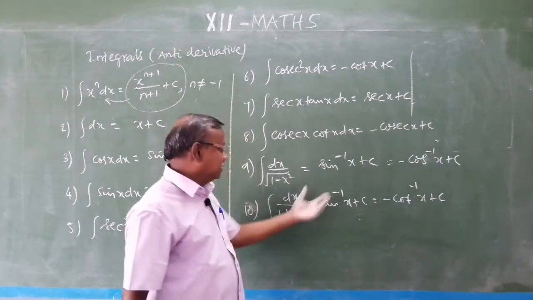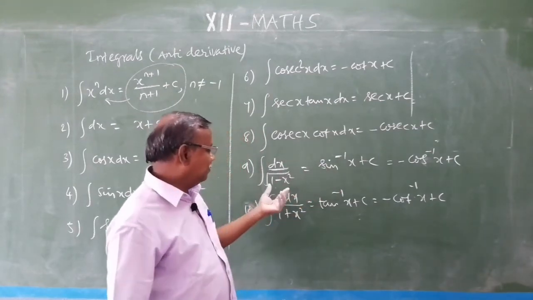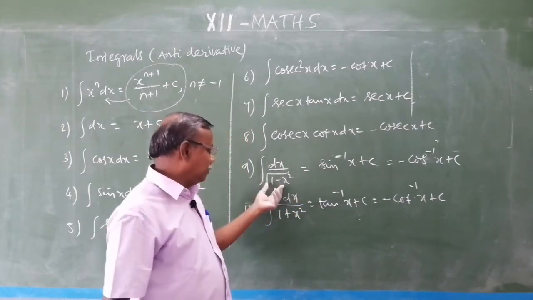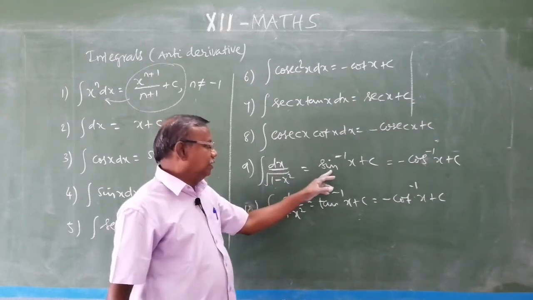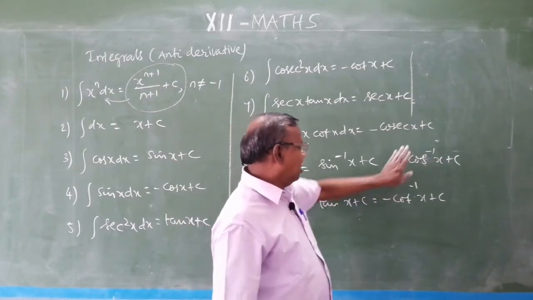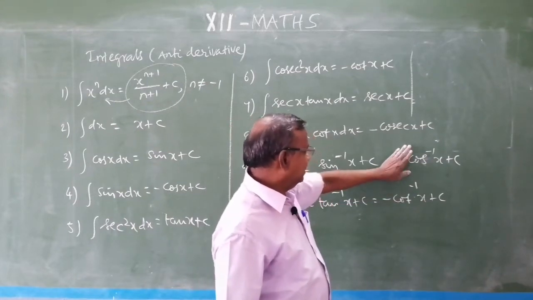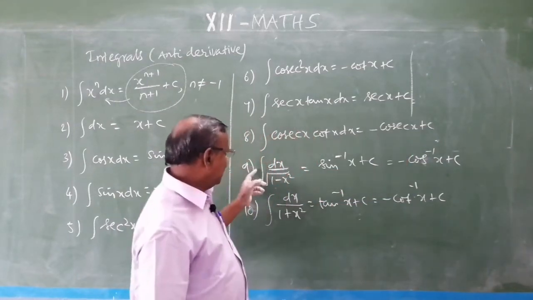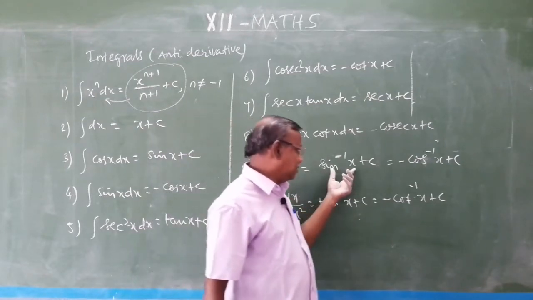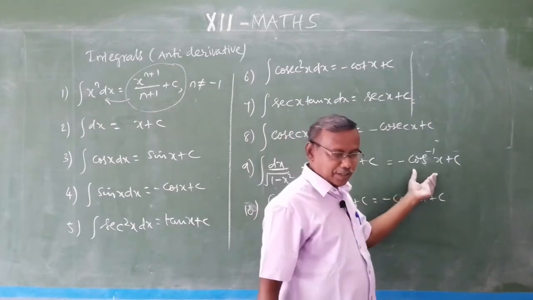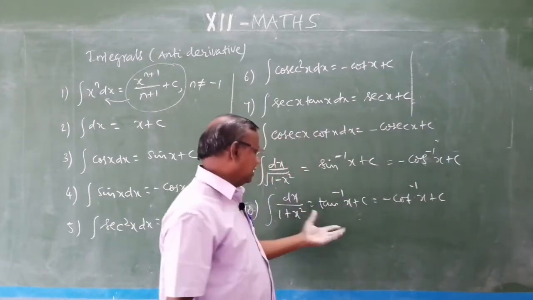Likewise, for sin inverse of x, the derivative of that function is 1 by root of 1 minus x square. So when we integrate it, it is sin inverse of x plus c. And cos inverse of x has the derivative minus 1 by root of 1 minus x square. So the integral is either sin inverse of x plus c or minus cos inverse of x plus c. Likewise tan inverse x and all.